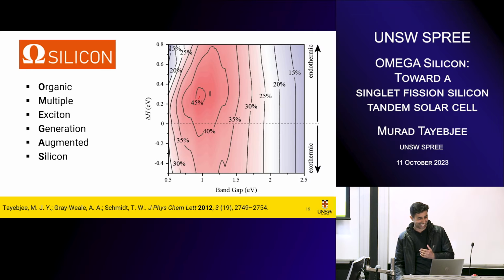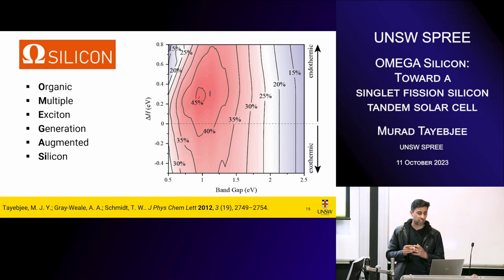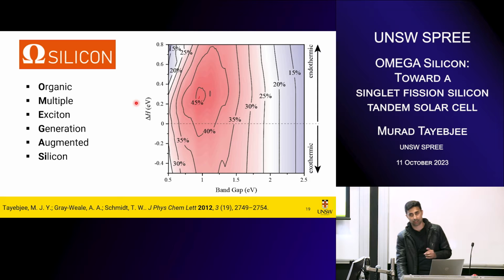Okay, so this was a thermodynamic study I did about 10 years ago now, which is basically showing where the limiting efficiency for a singlet fission solar cell would lie. On the x-axis, we have the band gap of the bottom cell. So we're really interested in silicon here, so around here. And we have a limiting efficiency that's between 40 and 45%. But on the y-axis, there's actually something interesting here. There's an interesting upshot of multiple exciton generation.